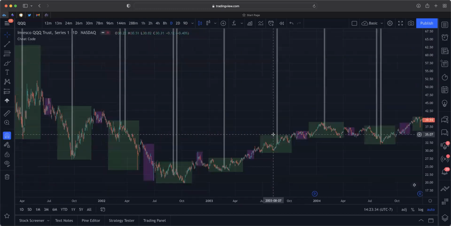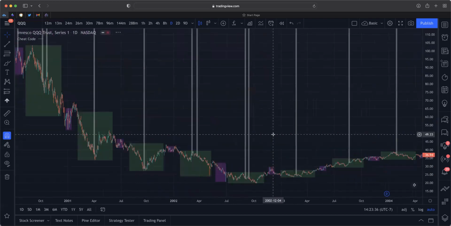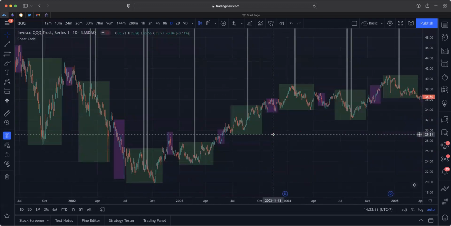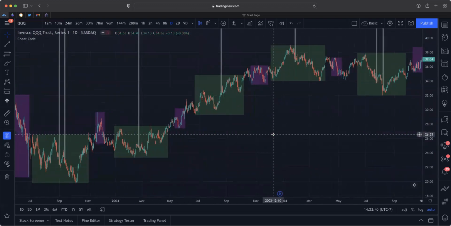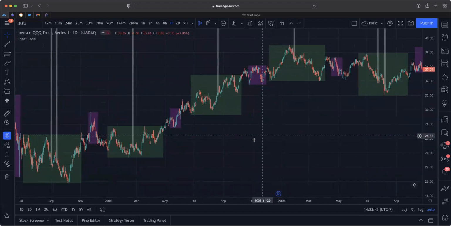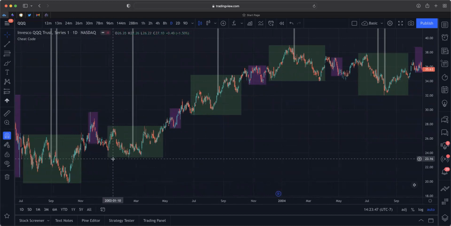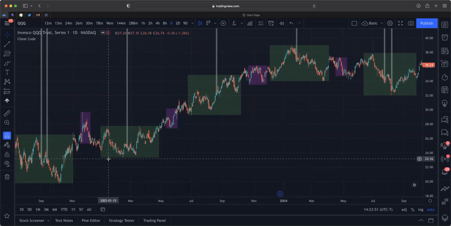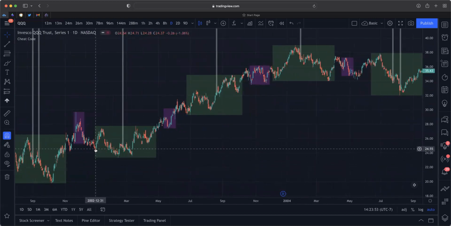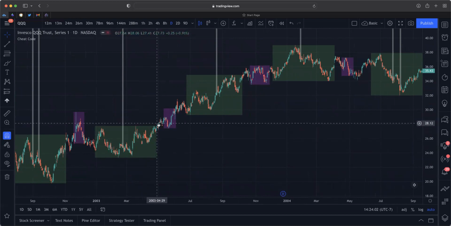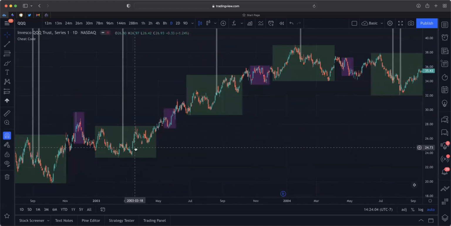So we can just scroll backwards. Let's go back to the 2000s, okay? And when we take a look at this, we can see some common patterns of behavior. The first one that I've noticed, and I'm sure every stock is different, but at least when it comes to the Qs, during the green phases, if price at the start of a green box is low, it tends to finish on a high. That's the first thing I've noticed.